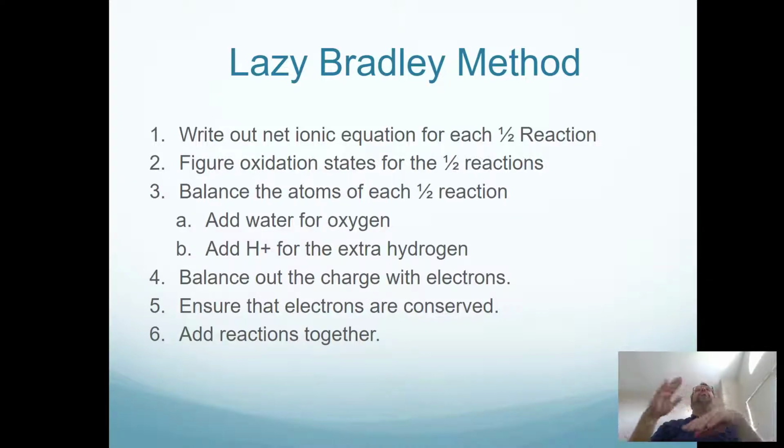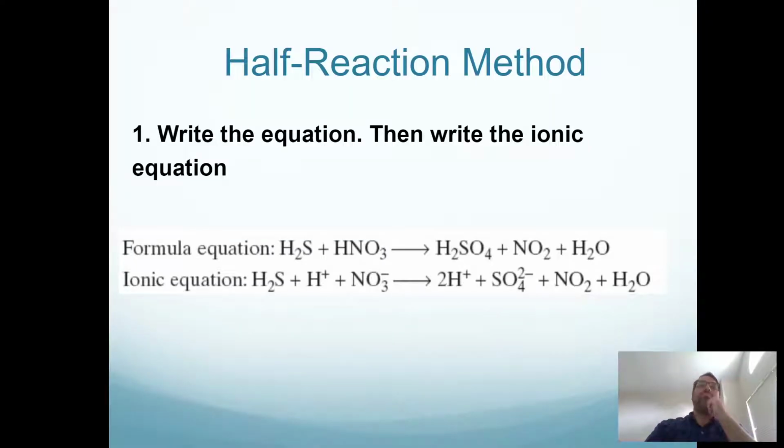We're going to ensure that the electron charge ends up being conserved. So that means that if we have 8 on one side and 4 on the other, we're going to multiply the side that has 4 by 2 to ensure that they're at the same level. Then we'll add the reactions together, and we're going to get rid of anything that we can cancel out.